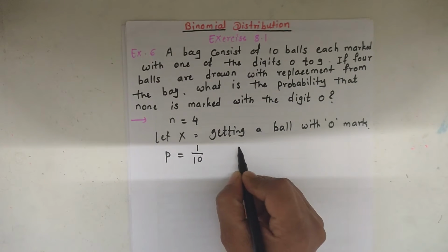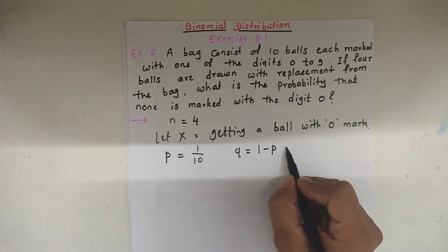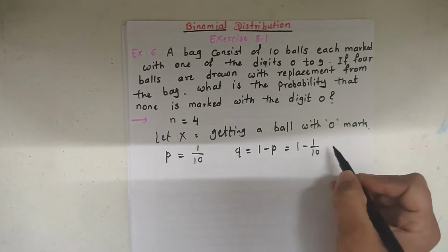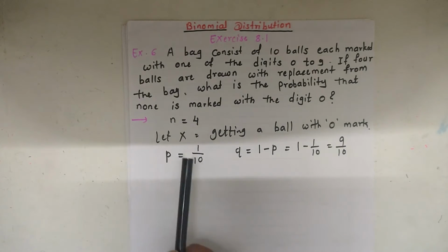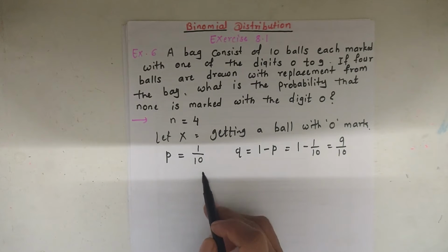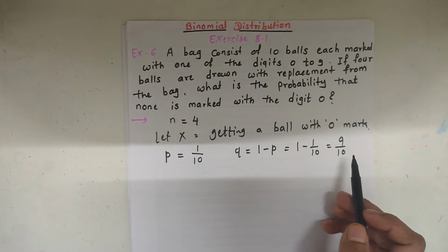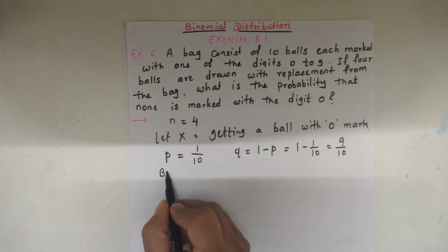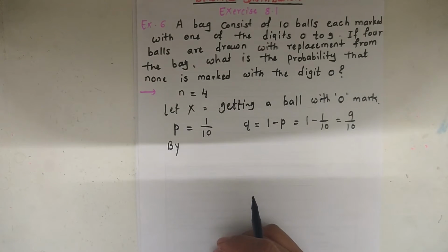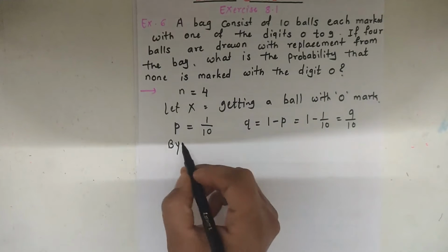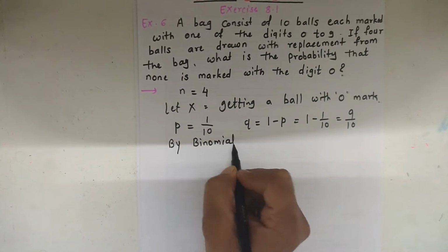And we know that the value of q can be found by using 1 minus p. So 1 minus 1 upon 10 is equal to 9 by 10. So we have n equal to 4, p equal to 1 by 10 for a single trial, and q equal to 9 by 10. Then by using the binomial distribution, we can find the probability of the given experiment.